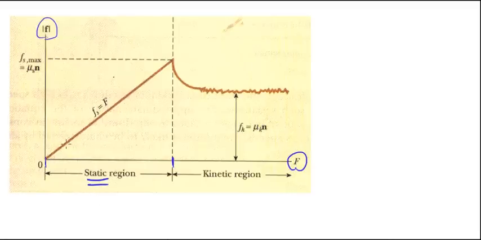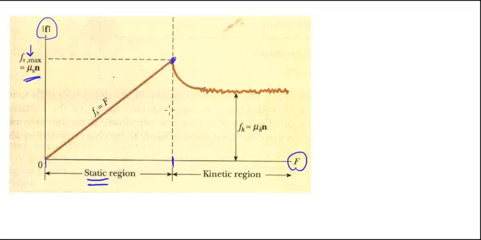As you push harder and harder, the friction force grows at an equal rate. You push harder, friction gets bigger at an equal rate. So there's this linear relationship between the pushing force and the friction force, up until this point, the breakaway point. This is the maximum friction force right here, F max.